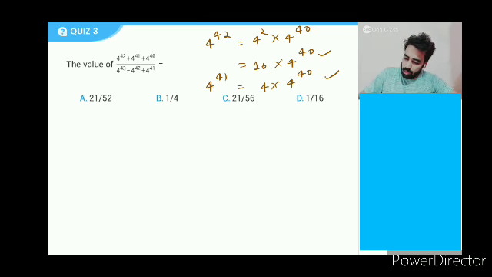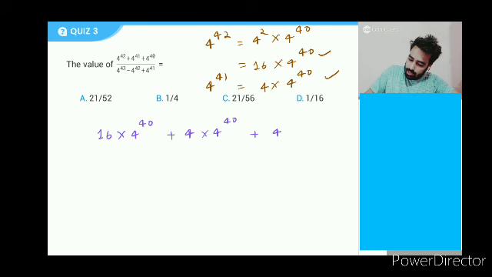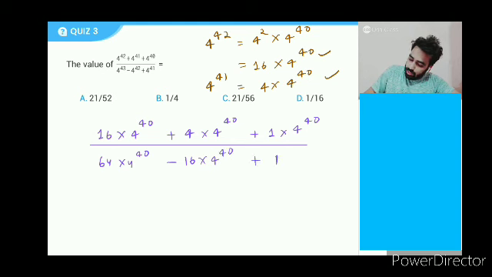Okay. Now I'm going to just fill in all the values. 4 power 42 will come as 16 into 4 power 40. 4 power 41 will come as 4 into 4 power 40. And this will come as 4 power 40, or I can simply write it as 1 into 4 power 40, divided by 4 power 43 which is 64, that is 4 cube into 4 power 40, minus 16 into 4 power 40, and then 4 into 4 power 40.